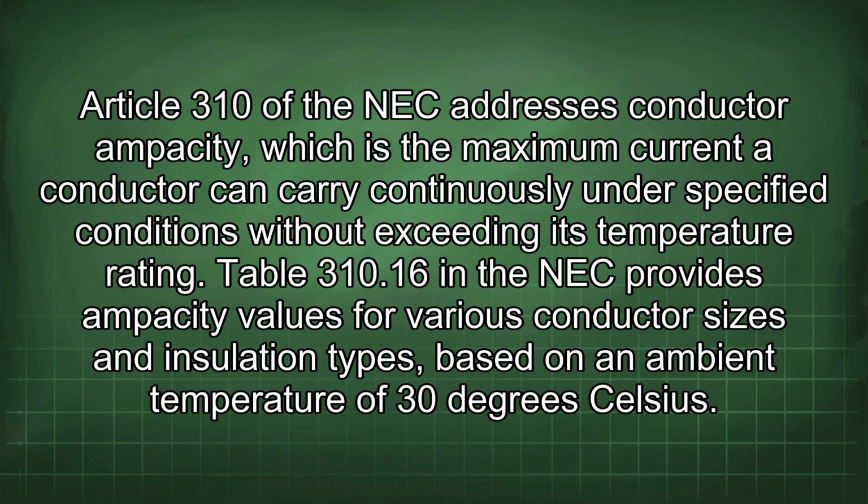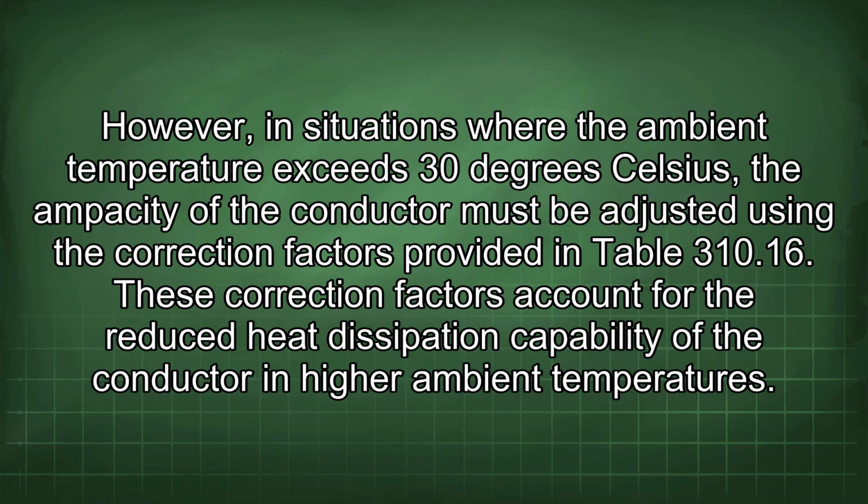Table 310.16 in the NEC provides ampacity values for various conductor sizes and insulation types, based on an ambient temperature of 30 degrees Celsius. However, in situations where the ambient temperature exceeds 30 degrees Celsius, the ampacity of the conductor must be adjusted using the correction factors provided in Table 310.16. These correction factors account for the reduced heat dissipation capability of the conductor at higher ambient temperatures.